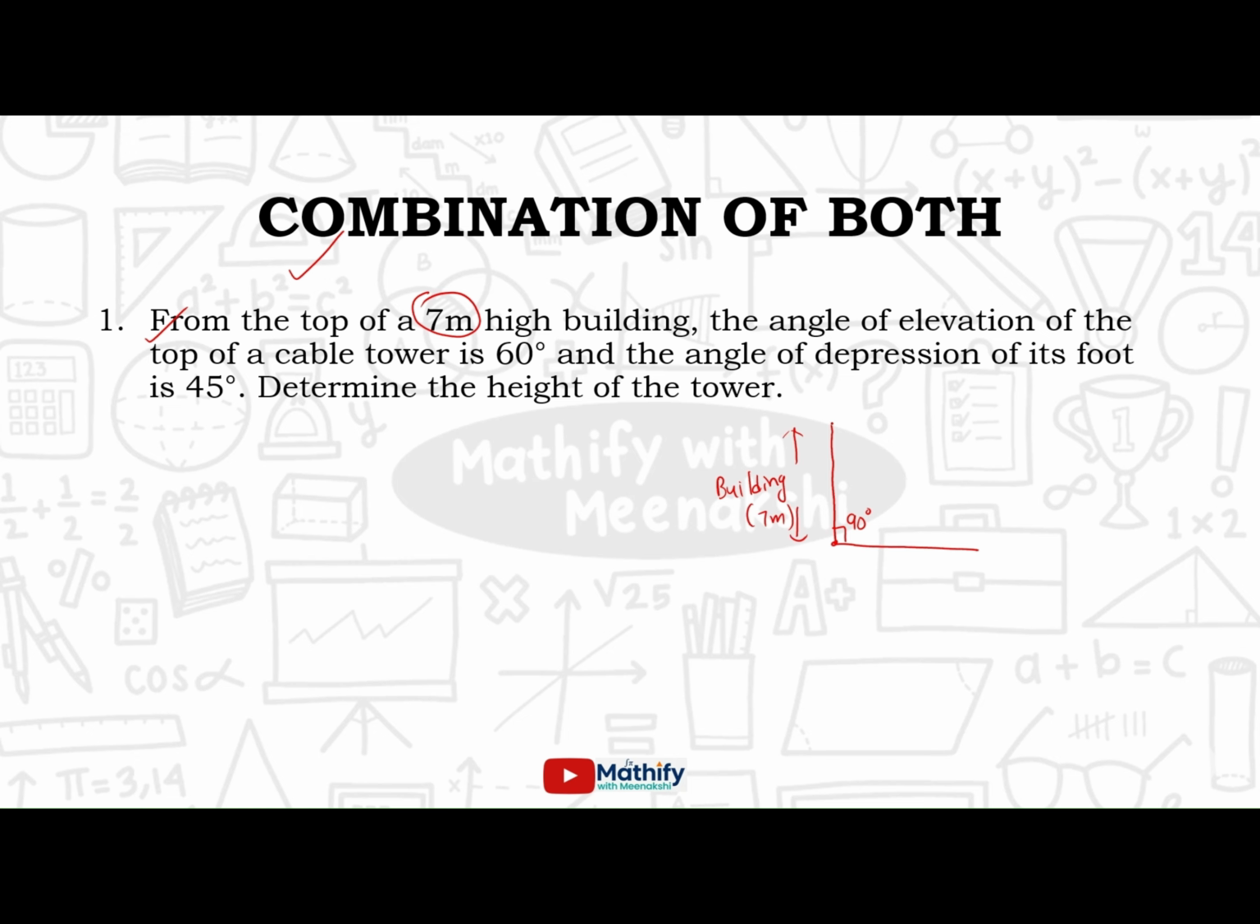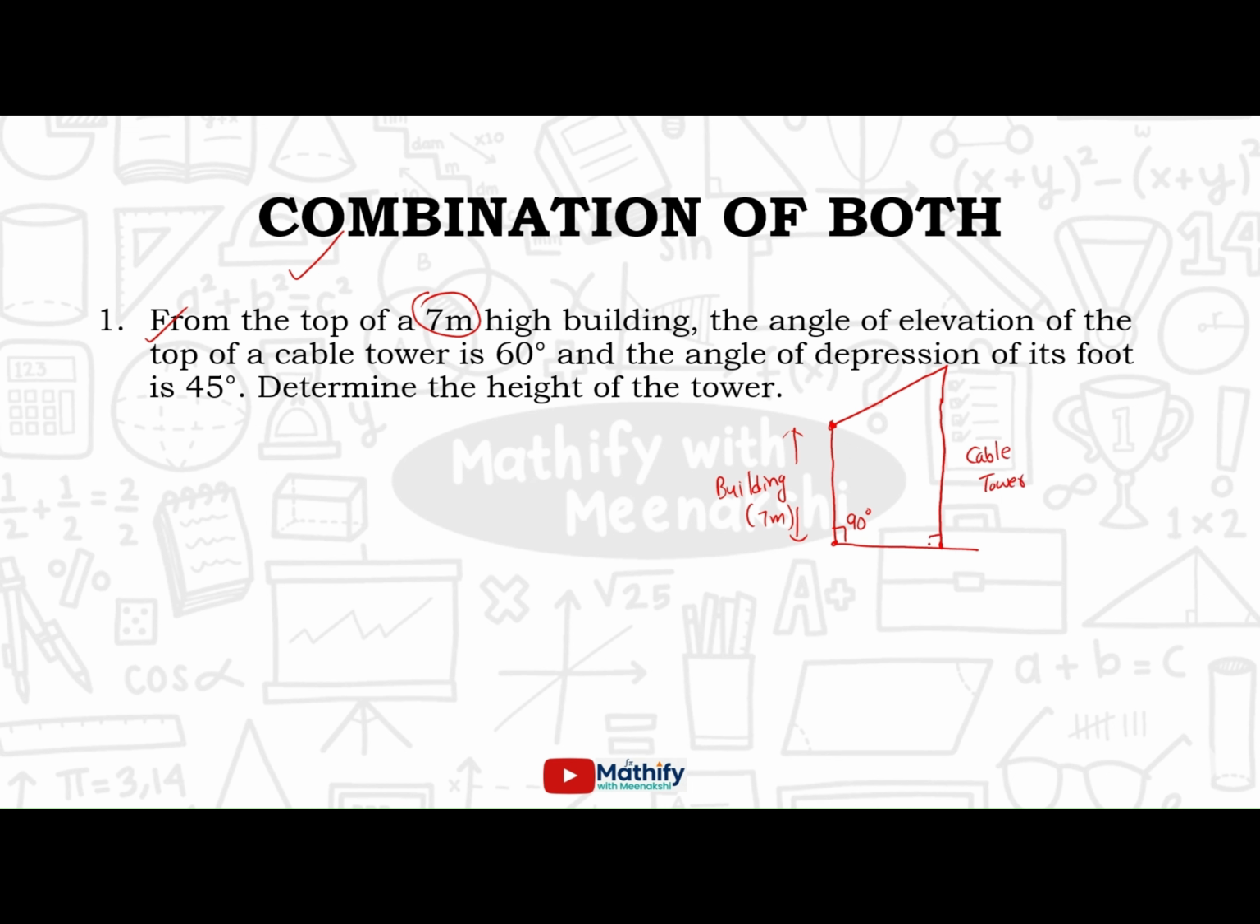It's given the angle of elevation of the top of a cable tower. We have to start from here, from the top. And you know angle of elevation means you have to see upward. That means your cable tower's height is more as compared to the building. So this is your cable tower.